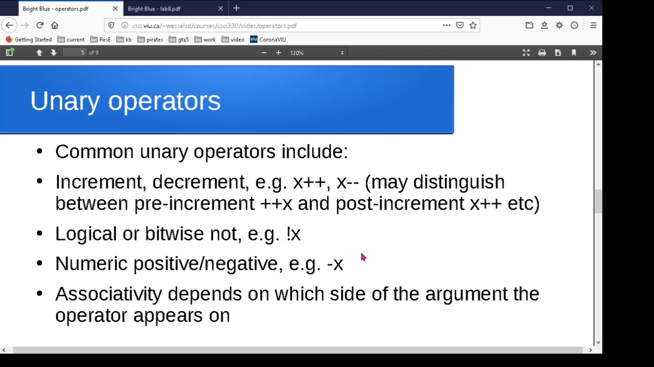So in this case, we need to know what the associativity is going to be. Does it go from right to left or left to right? And since there's only one value you're working on, it's usually pretty obvious. If I was to have not not x, it would have to do the one on the right-hand side first, and then the second not on the left. So if the value is on the right-hand side, you're going to go from right to left. If the value is on the left-hand side, then you're going to go from left to right. So that's pretty intuitive.